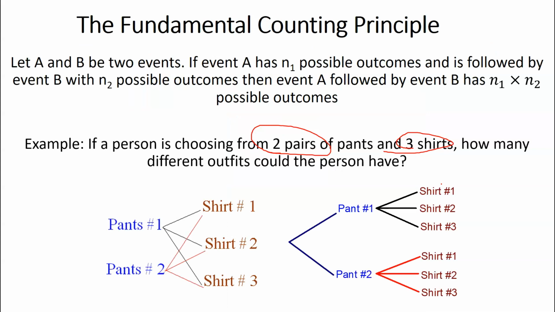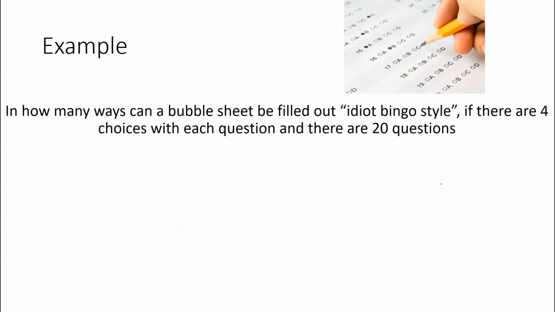So it's going to be based off the fundamental counting principle. So here would be an example. Let's say that somebody goes into a test and it's got 20 questions, and it's one of those bubble sheet ones where you have 4 choices for each one of the questions. And they're going to, for some crazy reason, take it what I would call idiot bingo style, which is totally just guessing each of the 4. How many ways could they possibly fill this thing out?